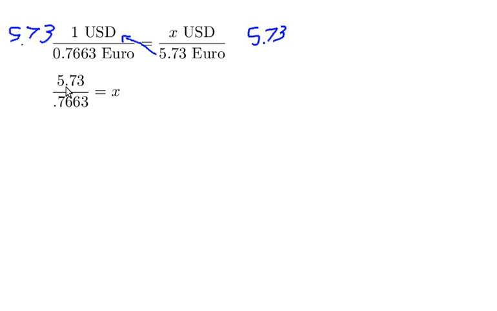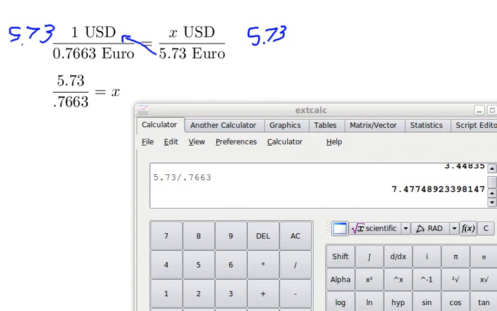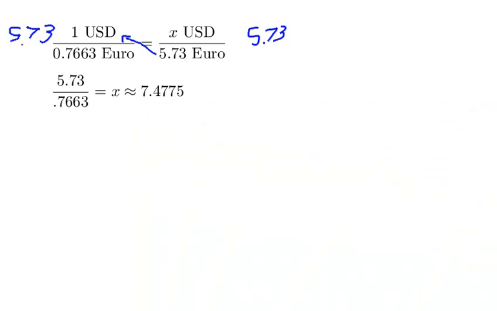So then we have 5.73 over 0.7663, so we'll go ahead and divide that out. 5.73 over 0.7663, and that is about, I'm going to approximate this, about 7.4775. So this is about how many US dollars we'll get back if we give them 5.73 euros.